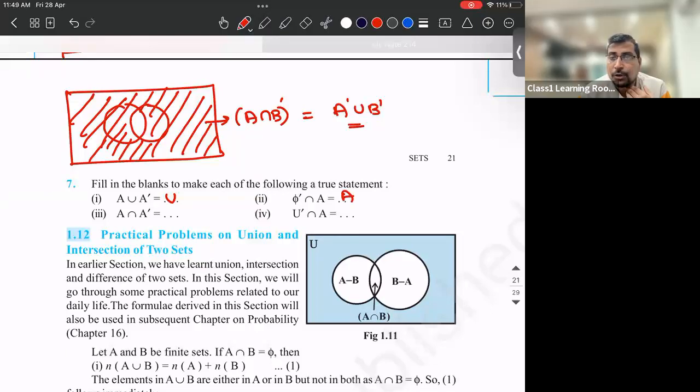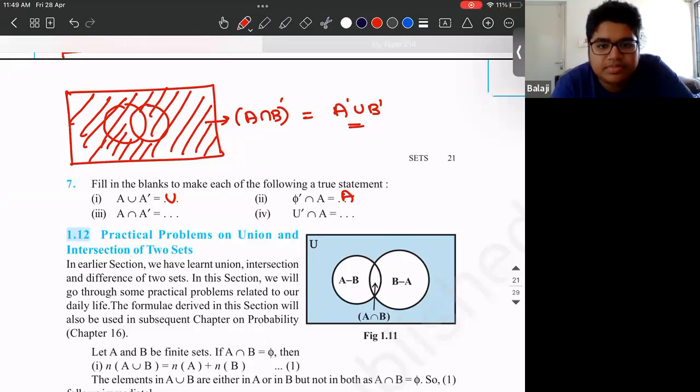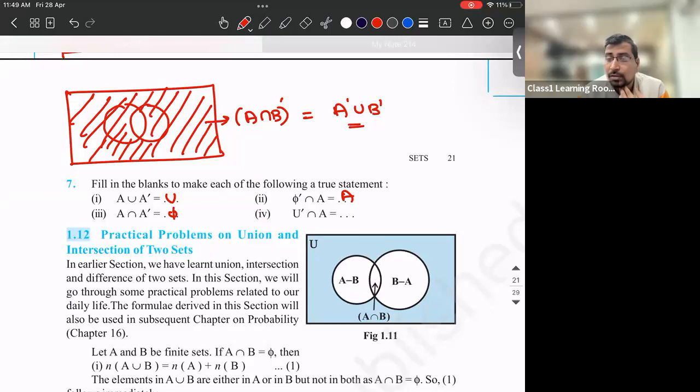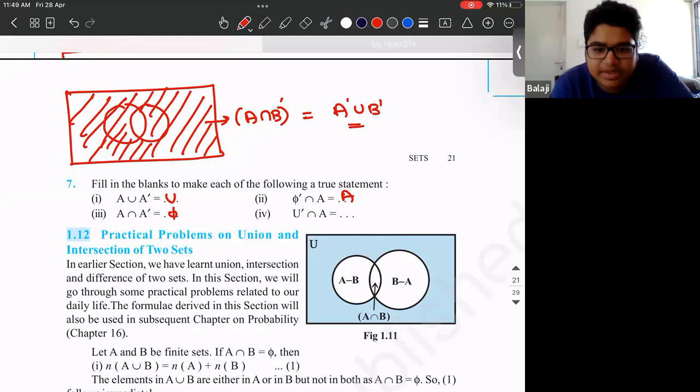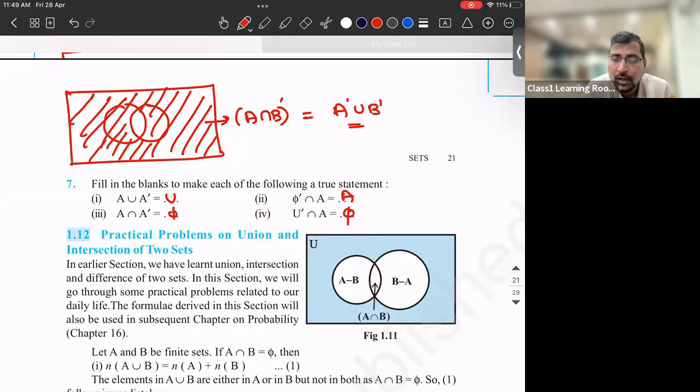So A intersection A complement. Null set. Correct. What is the complement of universal set intersection A? A complement is a null set because the universal set's complement will be a null set. What is the intersection of null set and A? There'll be nothing common, no? It's a null set. Am I clear with this?